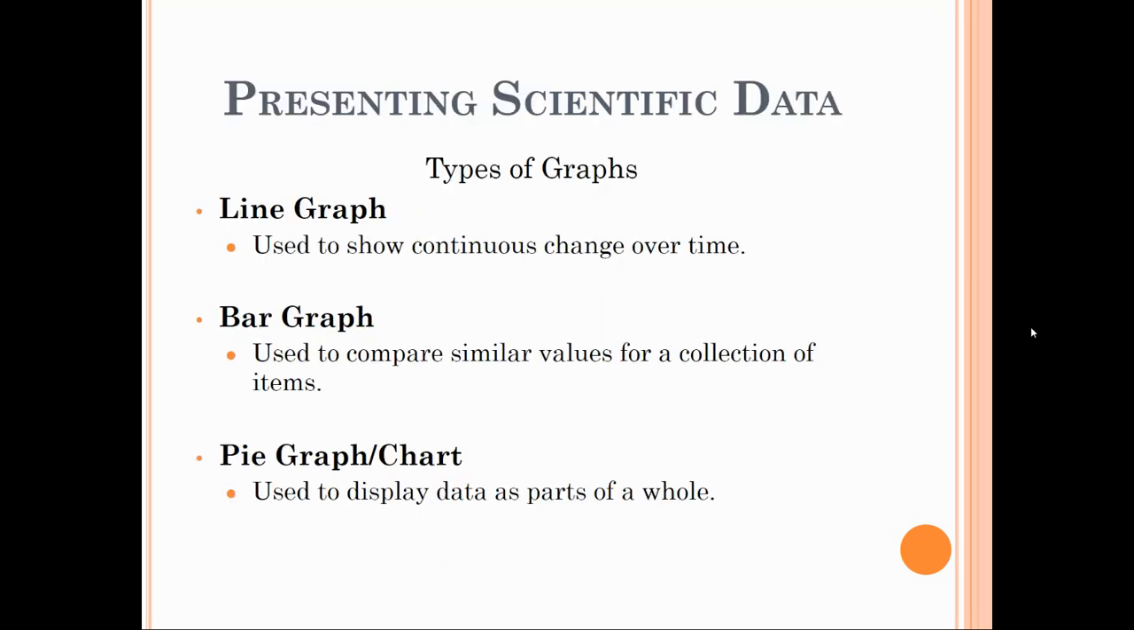So with presenting data, most scientists use either data tables or graphs. So let's talk about a few of the main types of graphs that can be used with presenting data. The first one is a line graph, which is used to show continuous change over time. The bar graph, in comparison, is used to compare similar values for a collection of items. Then the last one is a pie graph, also called a pie chart. It is used to display data as parts of a whole.